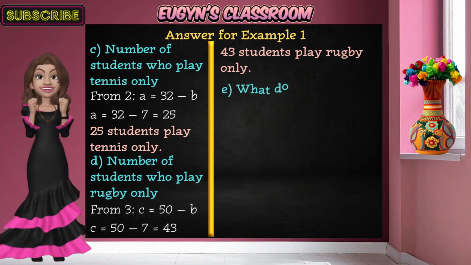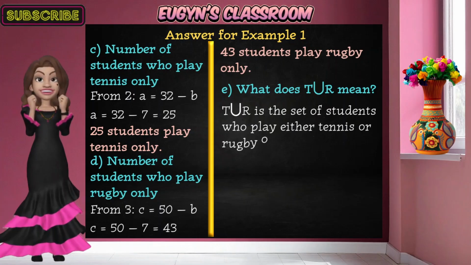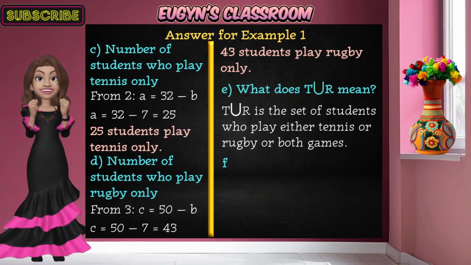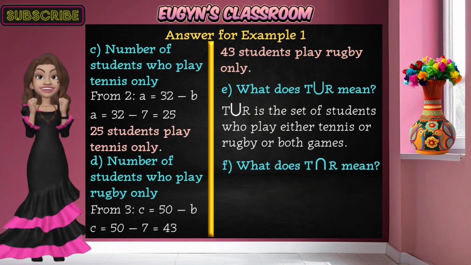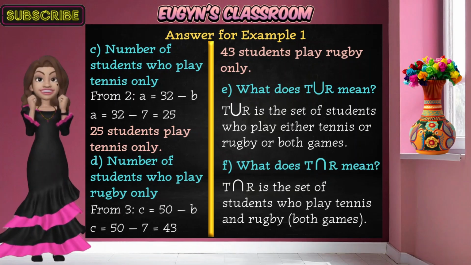In part E, we were asked, what does T union R mean? T union R is the set of students who play either tennis or rugby or both games. Then in part F, what does T intersection R mean? T intersection R is the set of students who play both games. That means they play tennis and rugby.